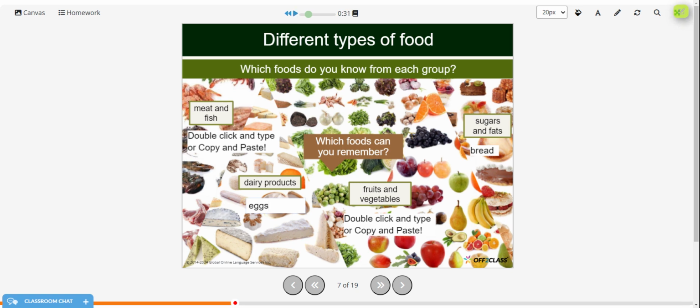Apple. So apple would go under fruits and vegetables. Banana. Well, banana would also be under fruit and vegetables. Orange. So orange, also fruit and vegetable. Chicken. Well, chicken would go under meat and fish.